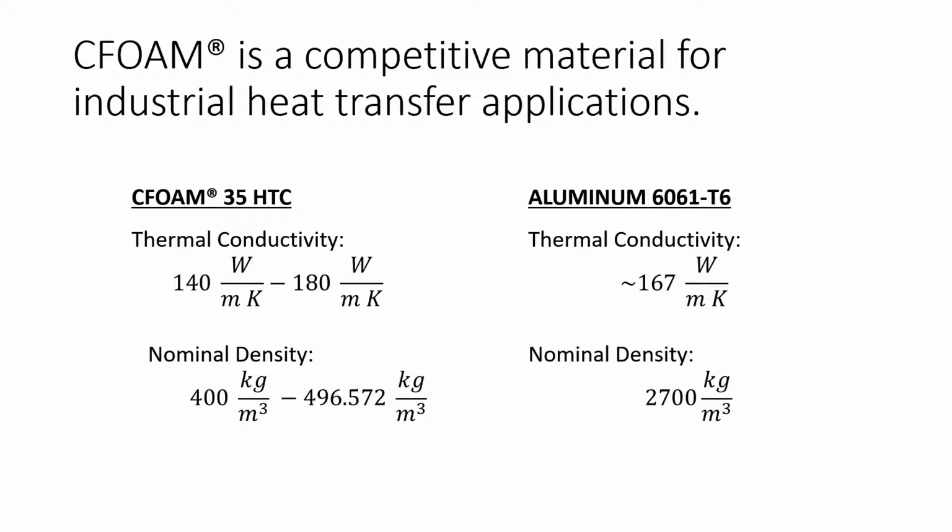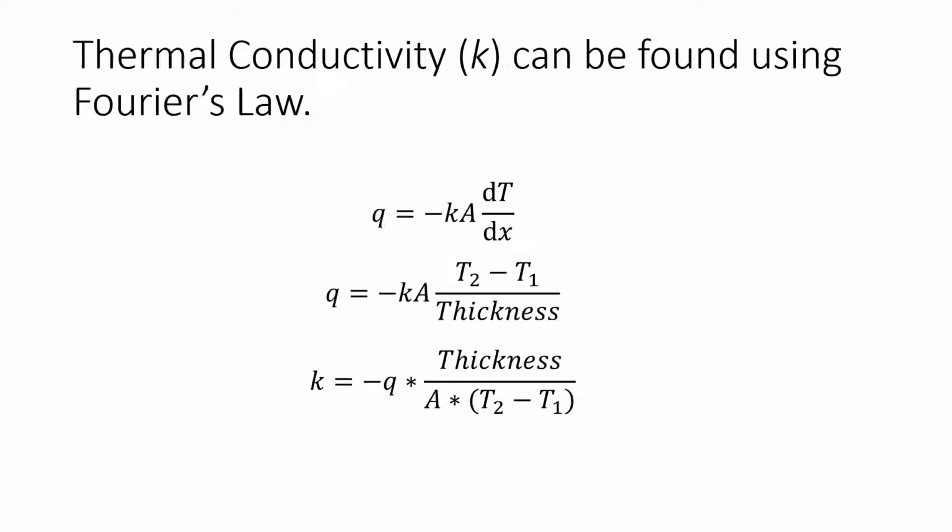CFOAM is comparable to aluminum in its thermal conductivity. Aluminum has a thermal conductivity of about 167 watts per meter Kelvin, whereas the CFOAM is rated to have 140 to 180 watts per meter Kelvin. However, even though these are similar, CFOAM is 1/5 the weight of aluminum. This gives it an edge in industries such as aerospace, where weight is important.